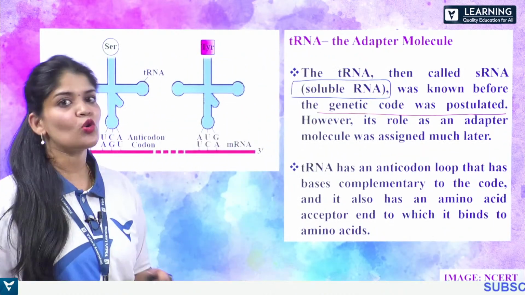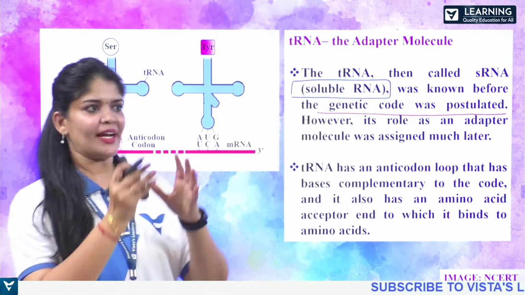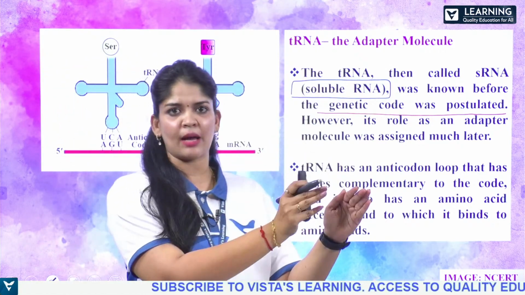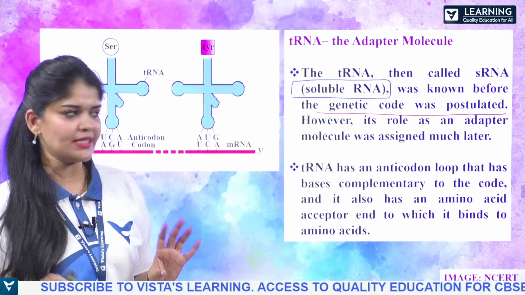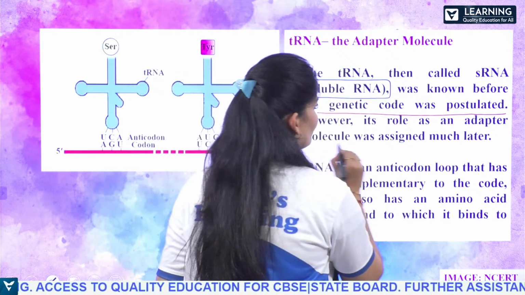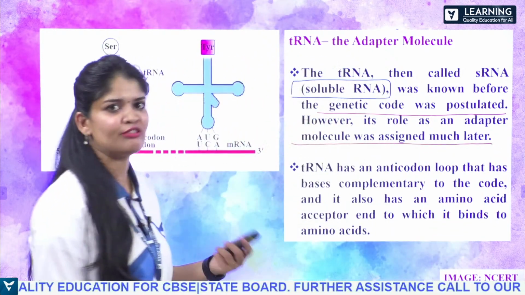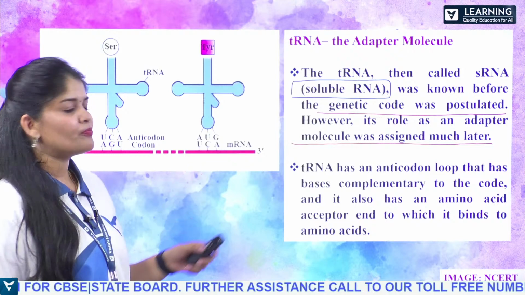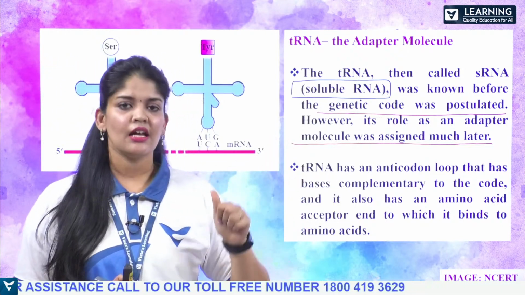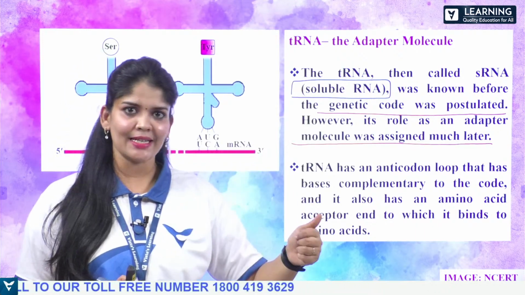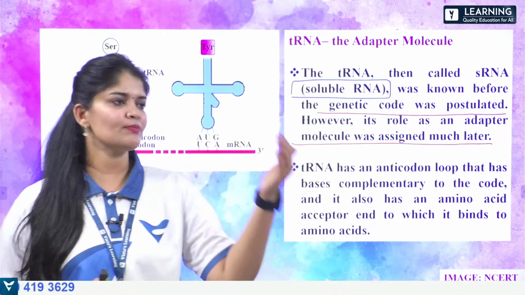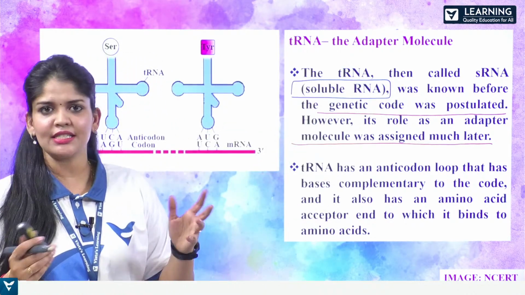However, its role as an adapter, where it is going to identify specific amino acids and bind to that amino acid and get to the site of the protein synthesis, was assigned to the tRNAs much later. Now, it is very well known as a soluble RNA. Once its work has been assigned as an adapter molecule, it got the name tRNA, from soluble RNA to tRNA, that is transfer RNA.